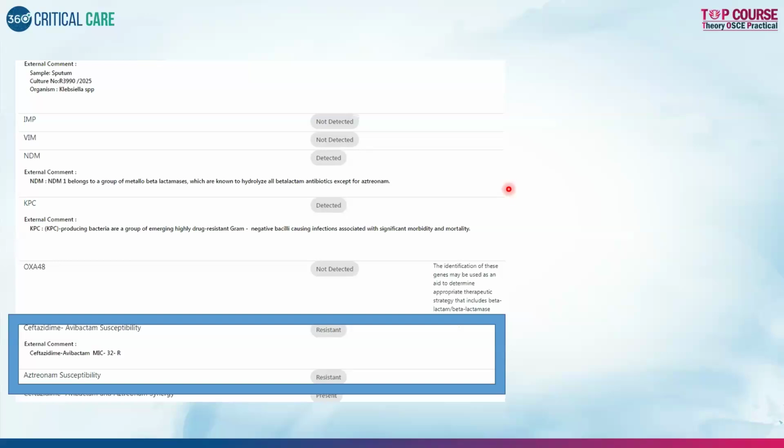NDM, KPC positive and resistant to both ceftazidime-avibactam and aztreonam. There is resistance to ceftazidime-avibactam also. There is resistance to Zavicefta. Aztreonam also is not there. Ceftazidime was also not there. But then synergy became positive. So can I treat this patient with the combination?